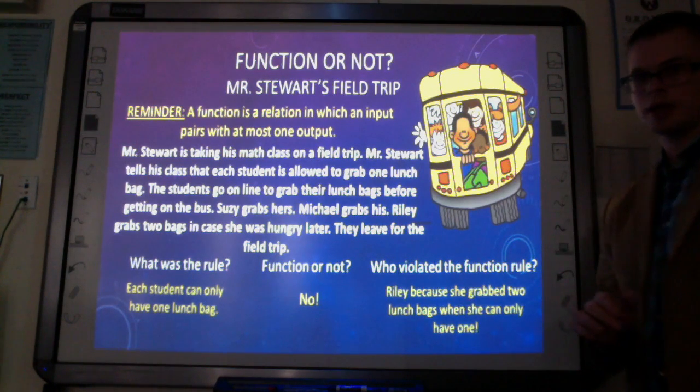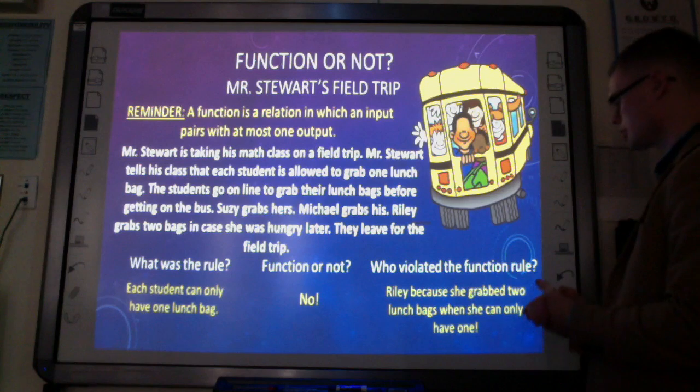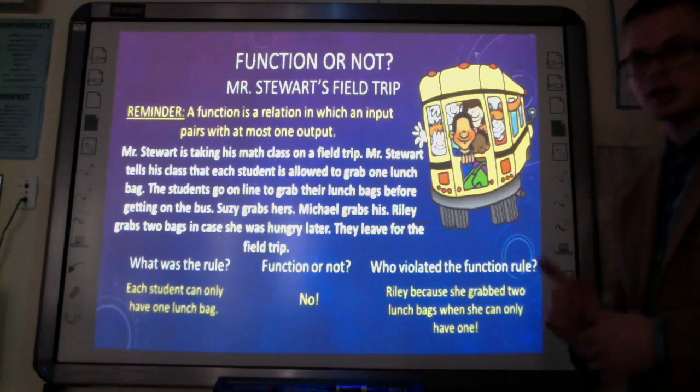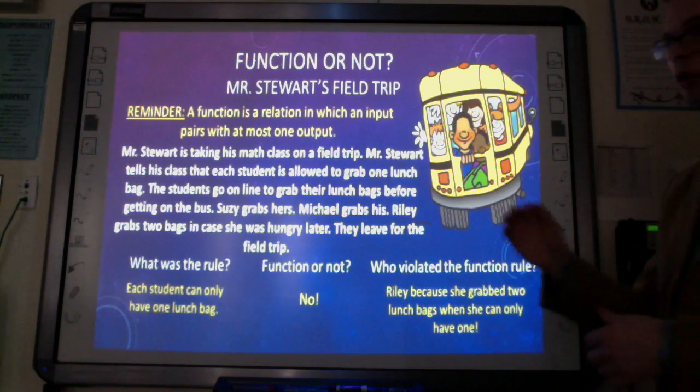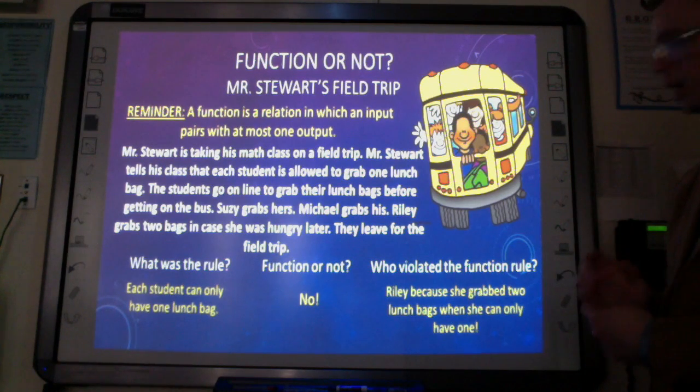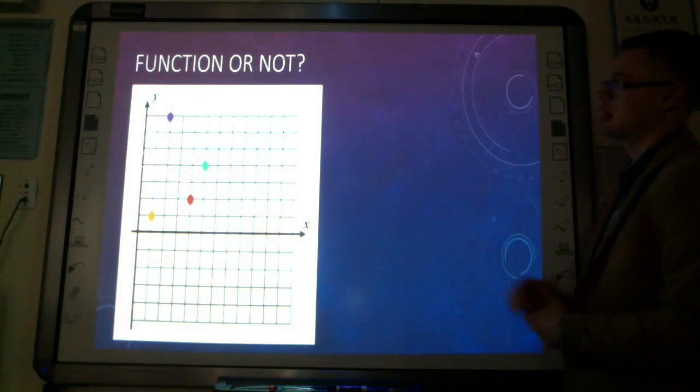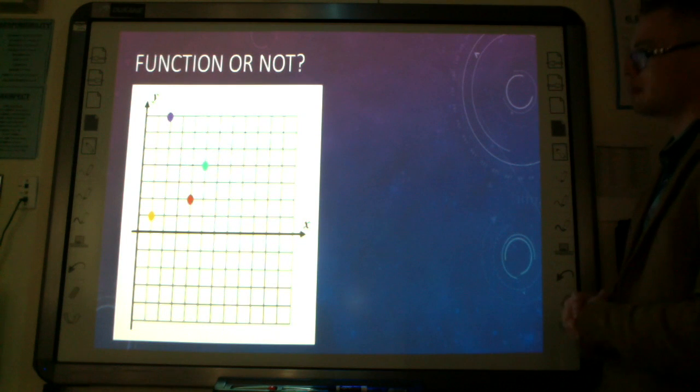The input Riley violated the function rule because she grabbed 2 lunch bags instead of 1. You need 1 or less. You cannot have more than 1, okay? Alright, now let's look at some graphs, okay? Let's look at it graphically.